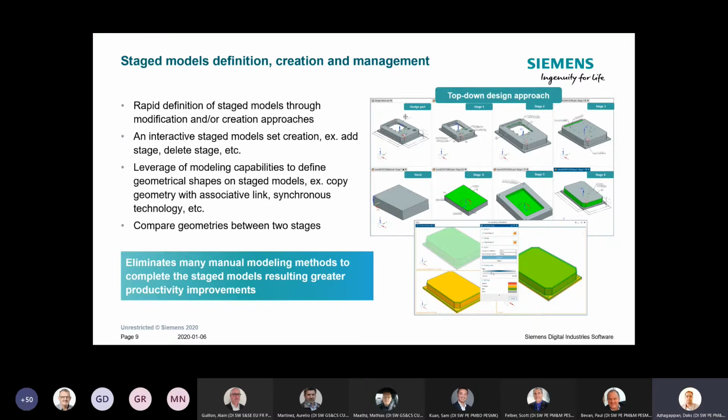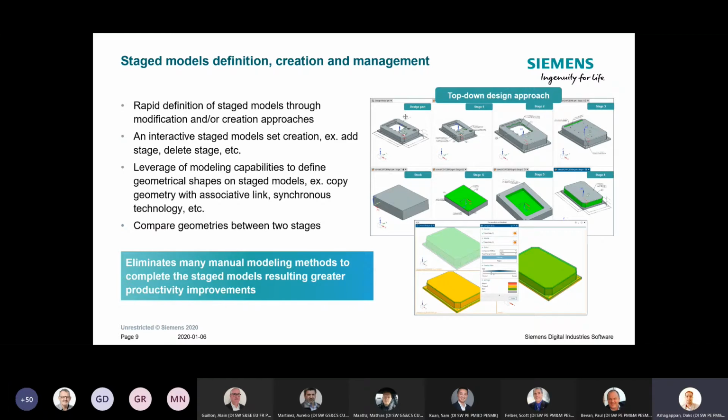There are a lot of new tools like interactive stage model set creation. You're going to see that we can add a stage, we can delete a stage, insert a stage between operations, and things like that. And of course, it does leverage a lot of modeling capabilities to define the geometrical shapes. Obviously, once you define stages, you need to model them, right? Basically, if you are using a top-down approach, you start with your product engineering data, and then you start going through decomposing features. That's why you would use synchronous modeling technologies.